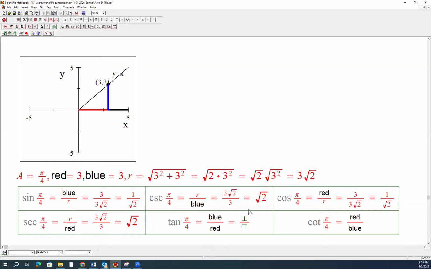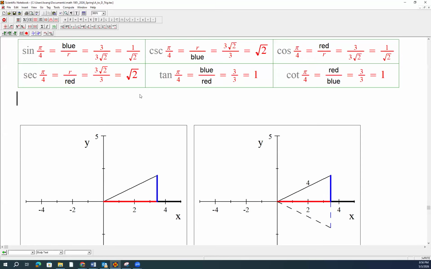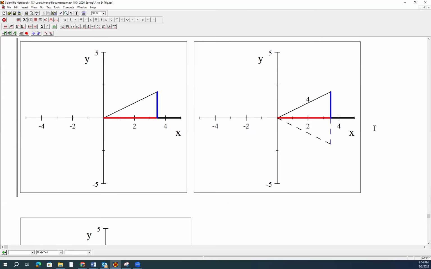Tangent is blue over red, blue is 3, red is 3, so this equals 1. And cotangent, red is 3 and blue is 3, so that equals 1, right? Of course, you can find tangent by sine over cosine, and cotangent equals cosine over sine. You can do them that way as well, but here we just focus on ARD. So that's about using this picture. Let's look at the next group, which is the last group I have prepared for you.